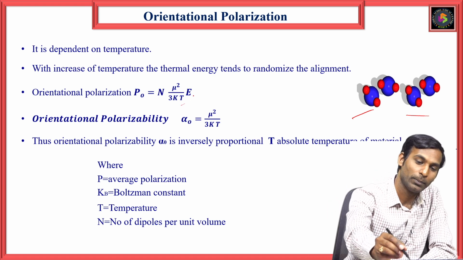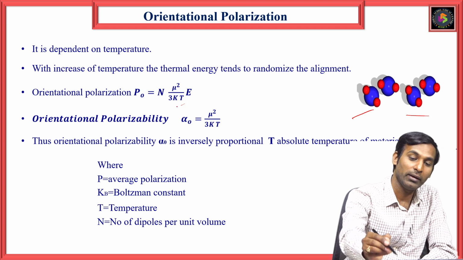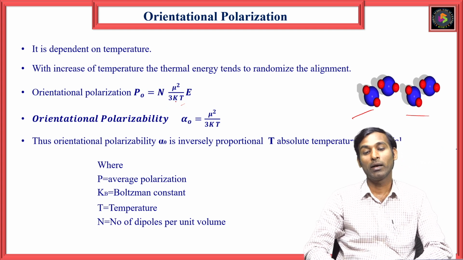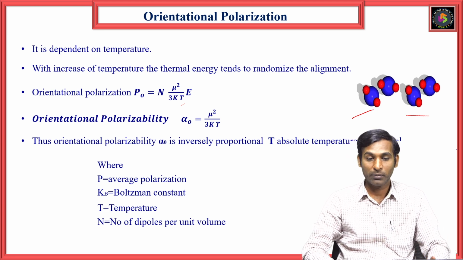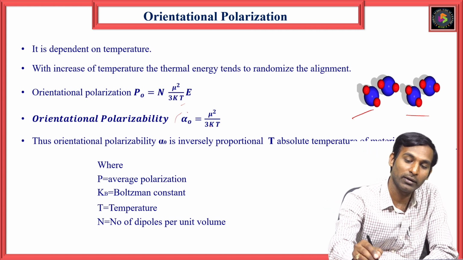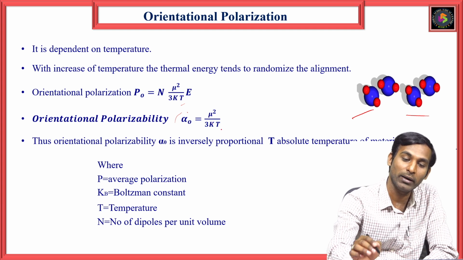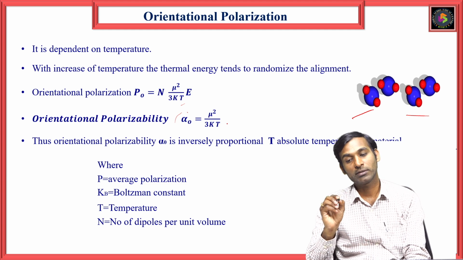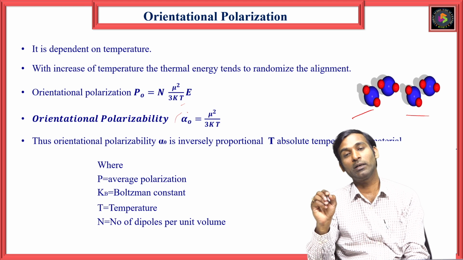Now you can see here P naught, the orientation polarization, is inversely proportional to 1 by T. K is said to be the Boltzmann constant. N is the number of dipoles in the material. E is the electric field intensity. That's why the orientation polarizability is denoted by a new parameter, alpha naught. Alpha naught is directly proportional to the induced dipole moment and inversely proportional to T. So orientation polarization is inversely proportional to the absolute temperature of the material.